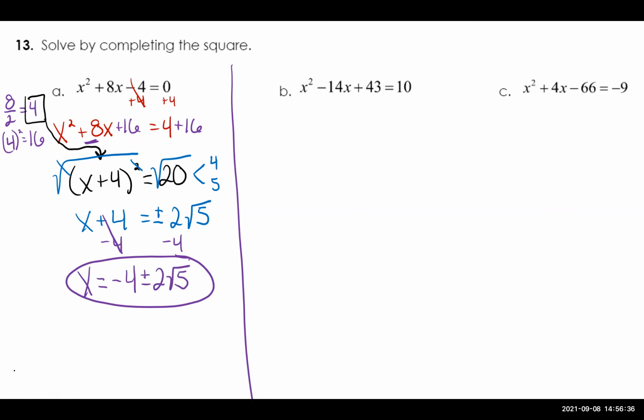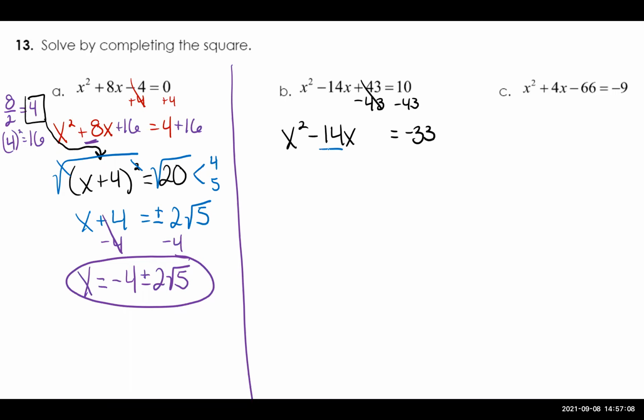Part B. You can either set this equal to 0 first and then move your constant to the other side, or I'm just going to move the 43 over to join the 10. I don't need to have multiple. So we're just going to start by subtracting 43, and I will leave a gap here. 10 minus 43 would be a negative 33.